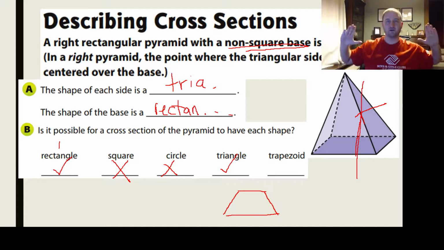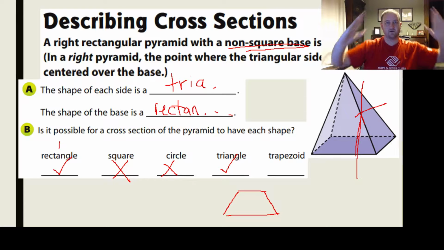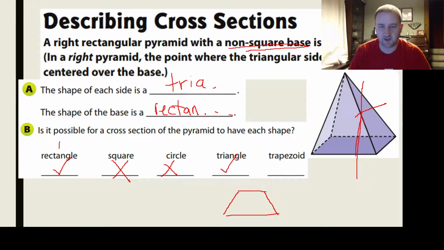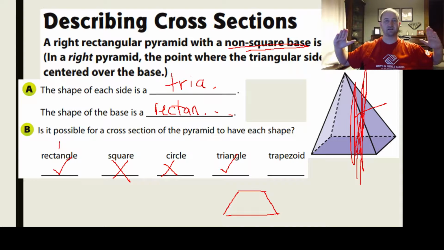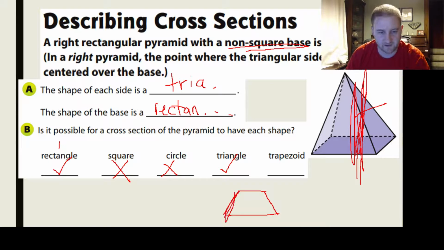Think of the pyramids are going up like this. So some of you might think if I cut straight like this, it's going to form a square. But that's not the case, right? Because my sides are going up at an angle. So if I cut off part of it, it's going to form something that looks like this trapezoid right here. Okay, so the answer to this is yes.